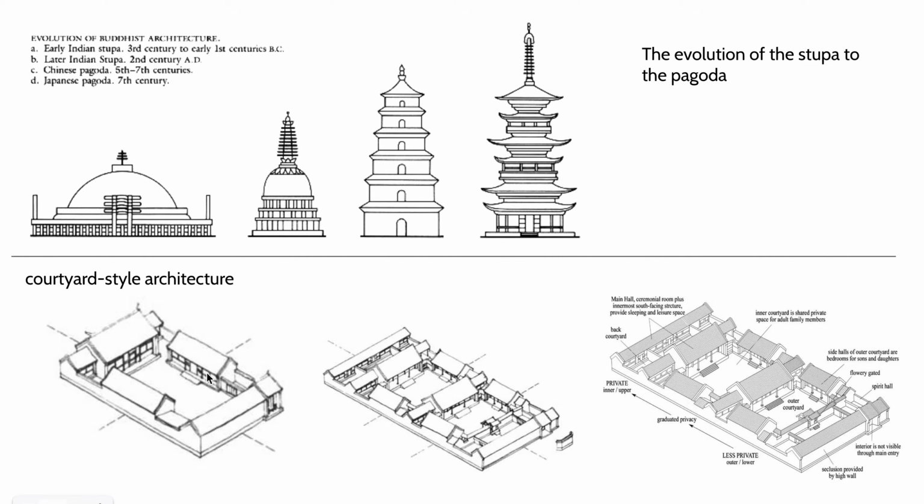Oftentimes you'll see the courtyard style represented very simply right here where you just have 4 walls and then the interior courtyard. Sometimes you'll see 2 levels where you have an area that's a little bit more public and then an area that's a little bit more private on the inside that's even further insulated from the entrance. This is a little bit more of a detailed diagram to give you a sense of how this area is less private and then this area is more private.